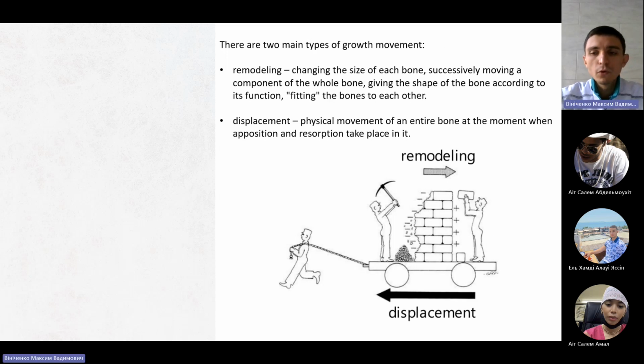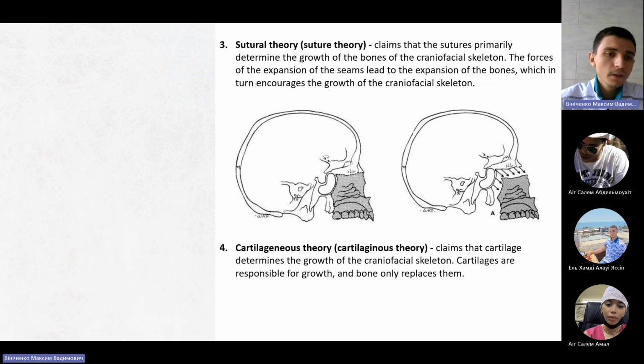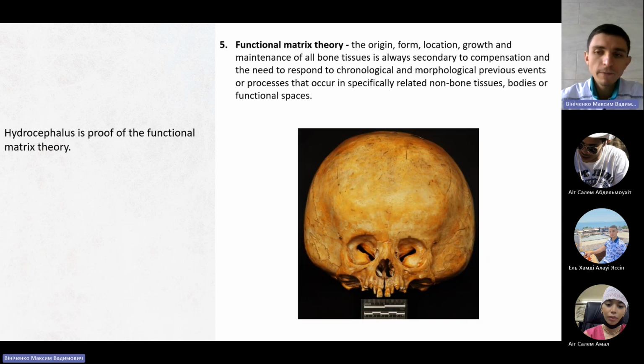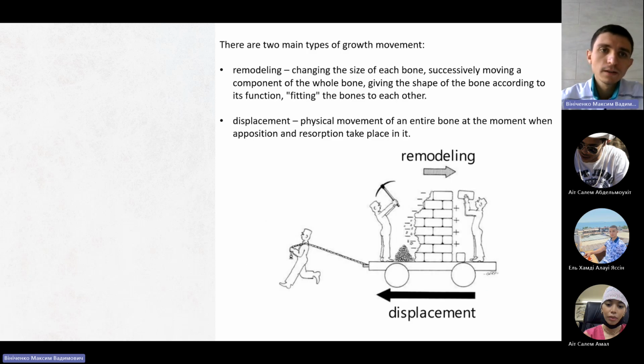There are two main types of growth movement in this theory. It is remodeling and displacement. If you remember, before we talked only about the remodeling theory, where there is resorption of the bone and apposition of the bone. But if we talk about functional matrix theory, there is not only the remodeling, there is also a displacement. So here we can see the processes of remodeling: apposition and resorption.